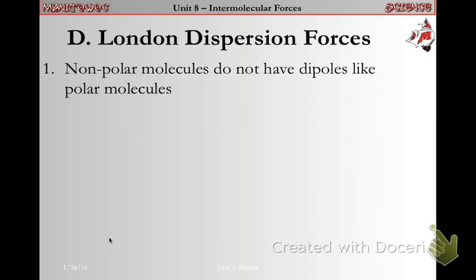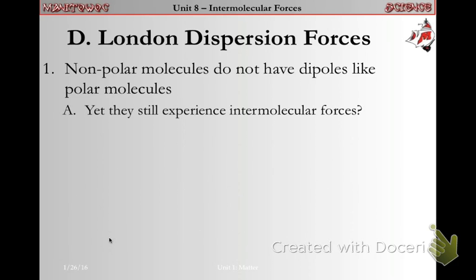Let's go to the final type then. London dispersion forces. The gentleman's last name that discovered these types of forces was London. I don't think it's got anything to do with the actual city itself. London dispersion forces occur when nonpolar molecules, so usually symmetrical molecules, don't have dipoles, and yet we still see them experiencing intermolecular forces. So this is kind of strange.